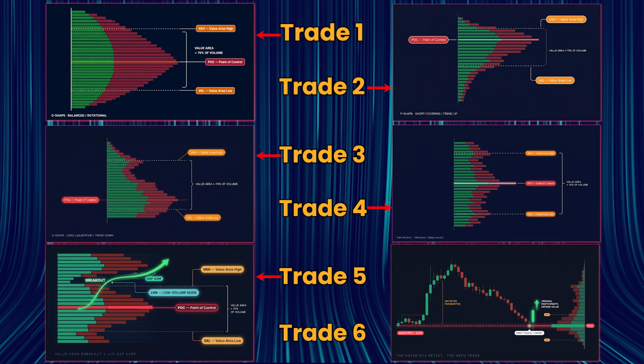This is Tesla, and just looking at the candles, tell me where you'd buy, where you'd sell, where the trade is even. You can't. Nobody can, because price alone is half the story.